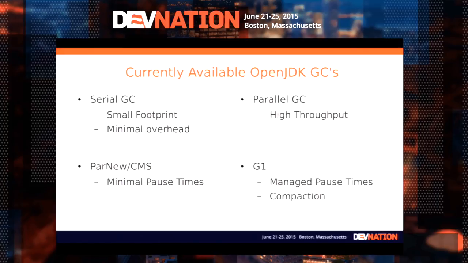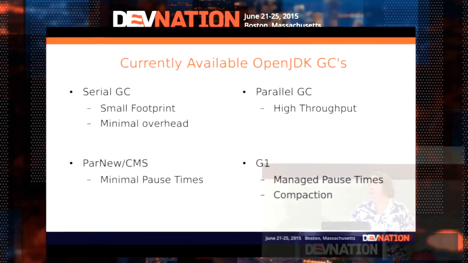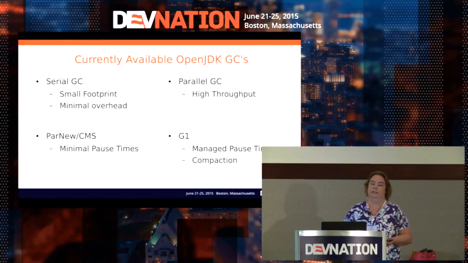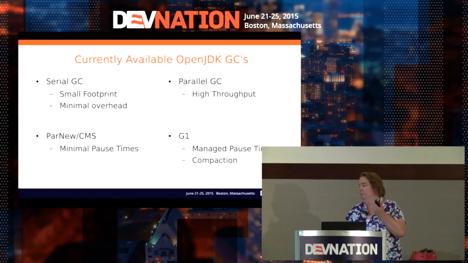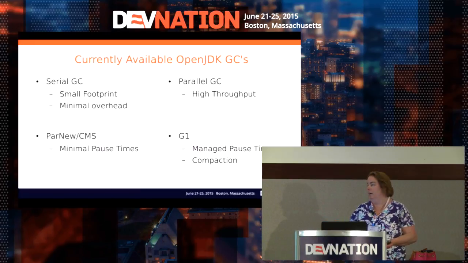ParNew CMS was built to minimize pause times. This is not a compacting collector. You still have pointer bump allocation some of the time, but when you promote things to your old generation, which I'll explain in a little bit, that's done with free lists and finding the best block to fit things in. The problem with that is that eventually, as with any free list-based allocation system, you're going to get too fragmented. You'll have plenty of space free, but you won't have enough contiguous space free to allocate what you want.